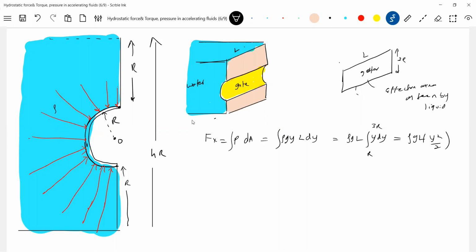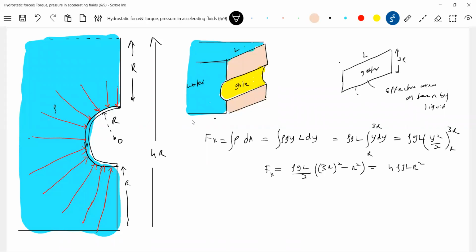This will be y square by 2 from R to 3R. What is the effect? Rho g L by 2 I'll take outside. So this will be 3R whole square minus R square. So 4 rho g L R square. Okay, this is the horizontal force.